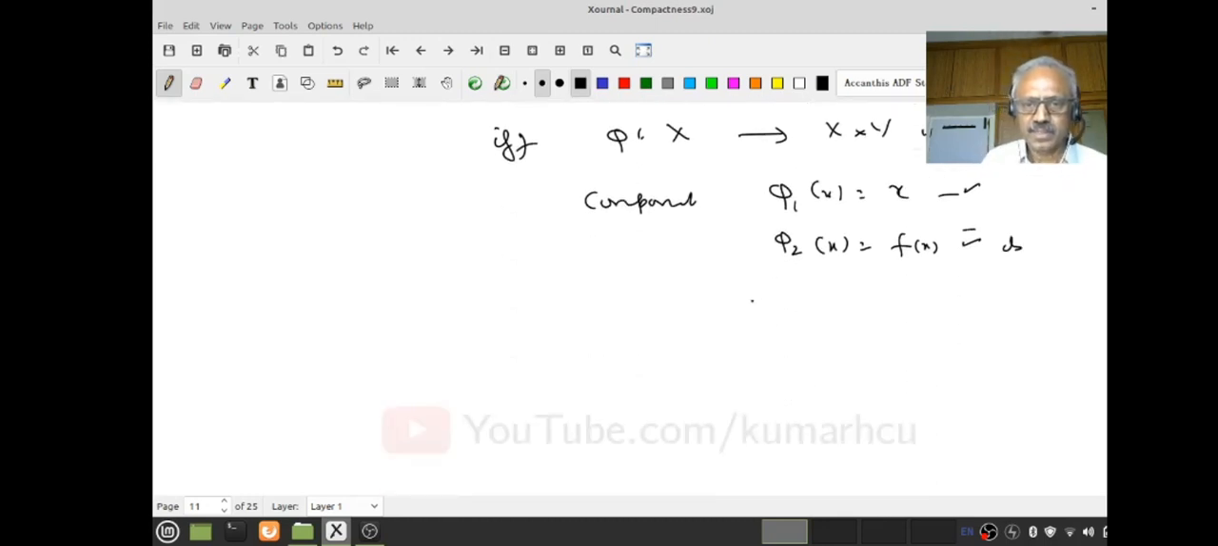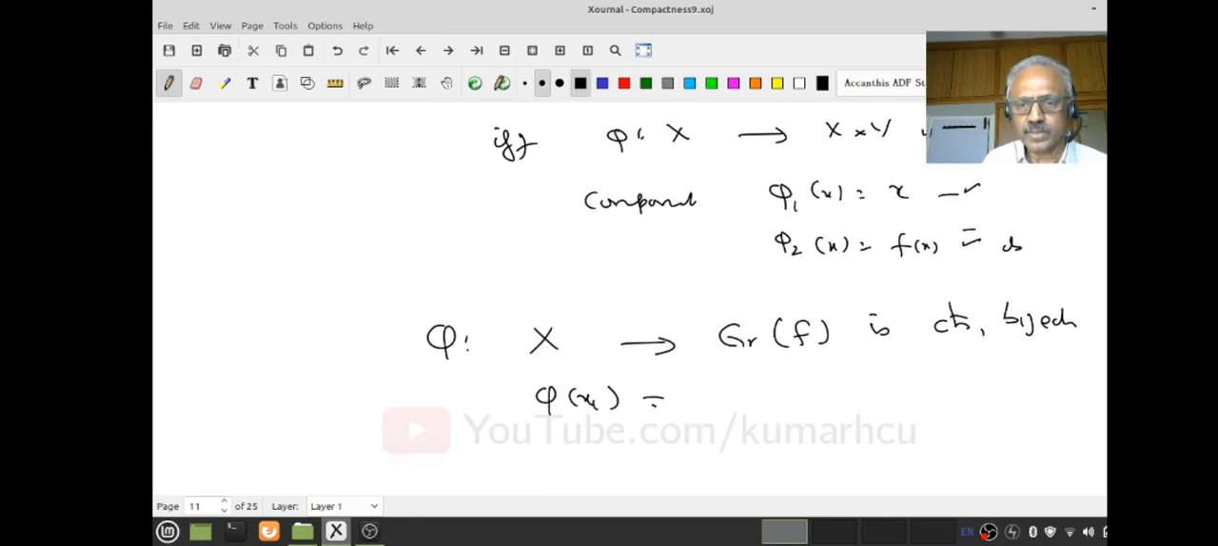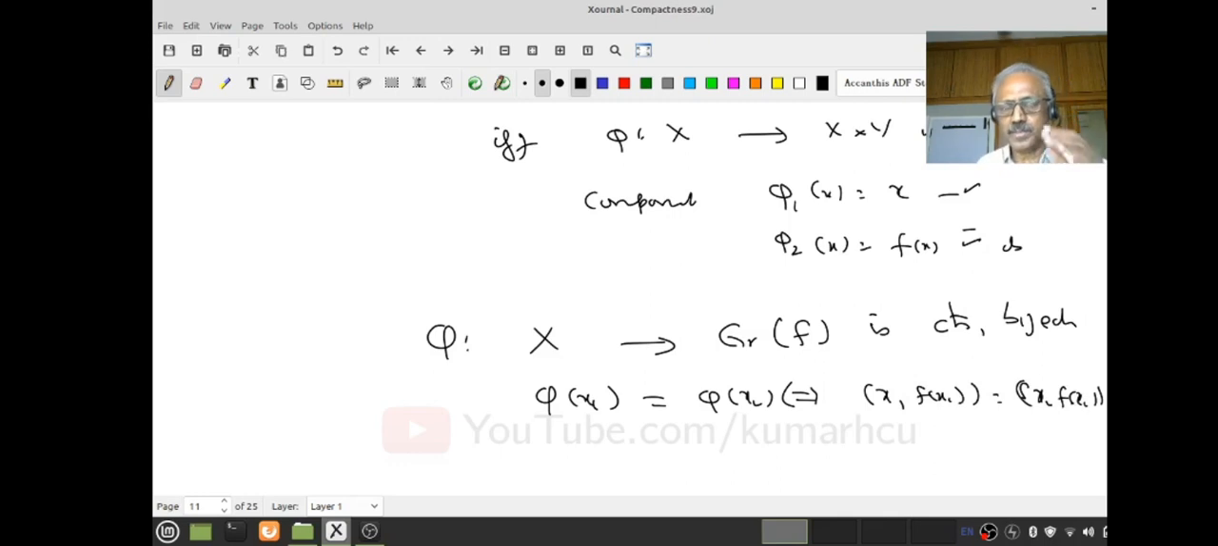Therefore, the map phi from X to the graph of f is continuous and it's a bijection. Why is it a bijection? phi of x1 equals phi of x2 if and only if (x1, f(x1)) equals (x2, f(x2)). Notice that x1 and x2 may be different, but f(x1) may be equal to f(x2). But as an ordered pair, if they are equal, this implies x1 equals x2.